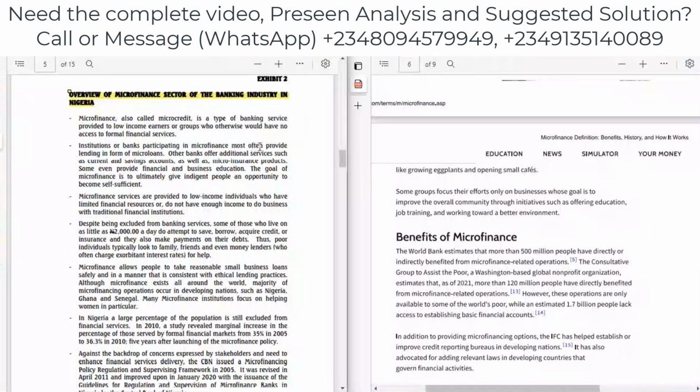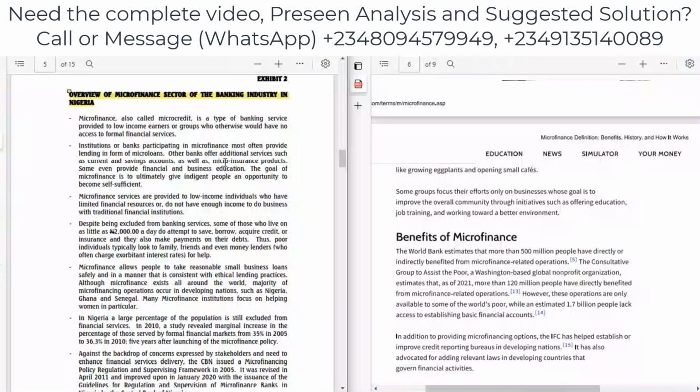Other banks offer additional services such as current and savings accounts, as well as microinsurance products. Some even provide financial and business education. The goal of microfinance is to ultimately give indigent people an opportunity to be self-sufficient.